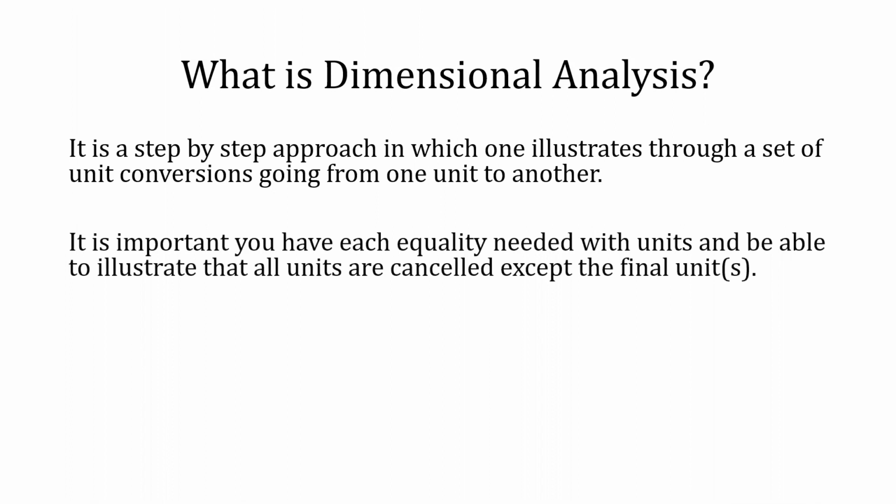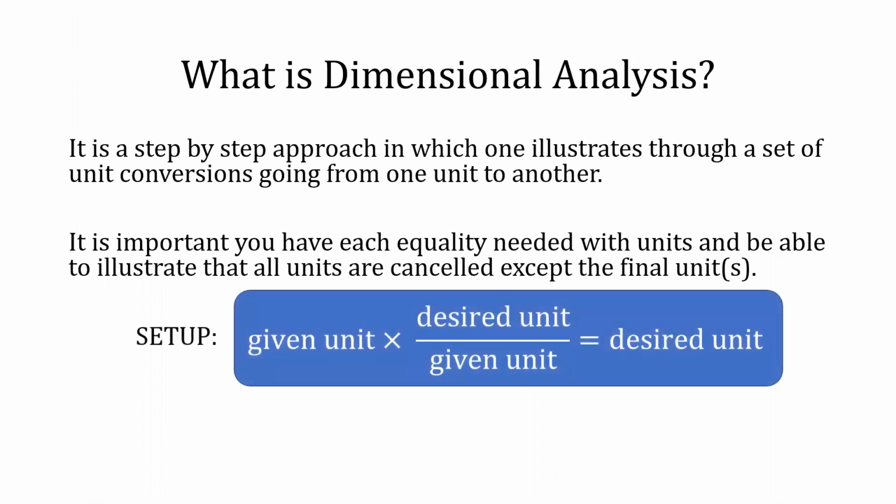It is important you have each equality needed with units and be able to illustrate that all units are canceled except the final units. The setup is as follows: given unit times desired unit divided by given unit as a conversion factor equals desired unit.